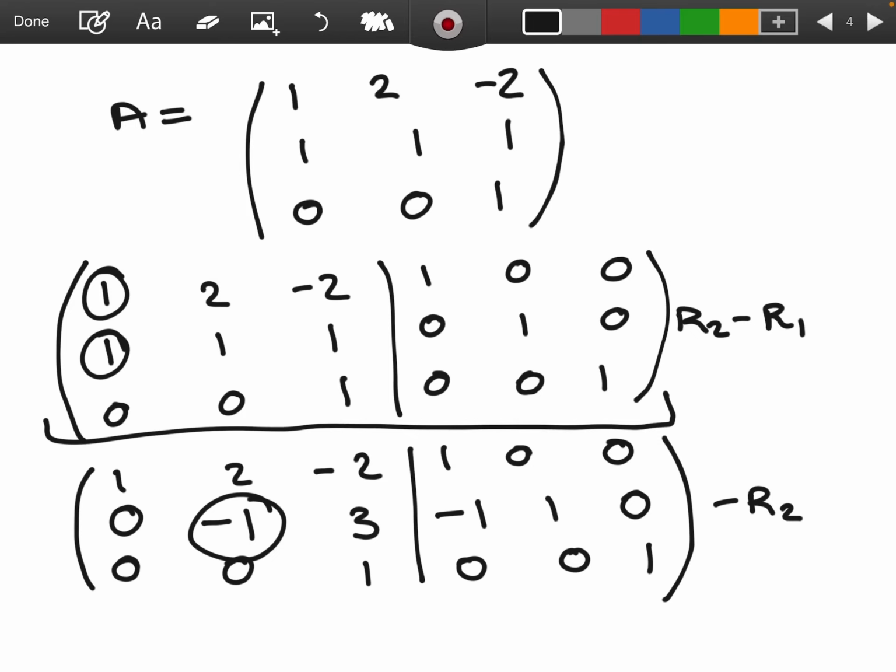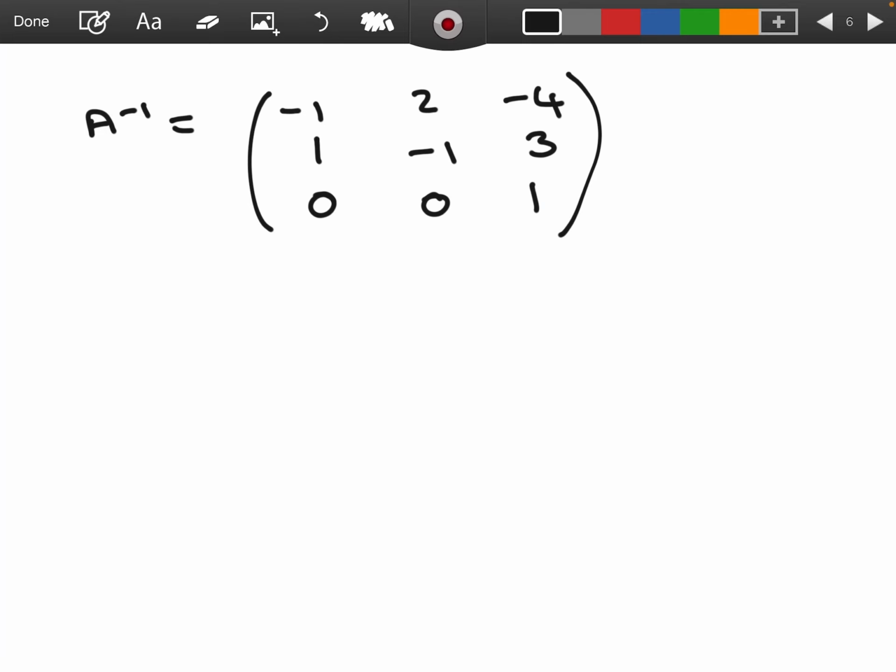It is a pretty big matrix, it's a 3 by 6. So you're going to type that into your calculator and find the reduced row echelon form of it, and you should find that whatever is on your left-hand side should be that 3 by 3 identity, and what is on the right should be A inverse. And that is what you should find for your inverse matrix.